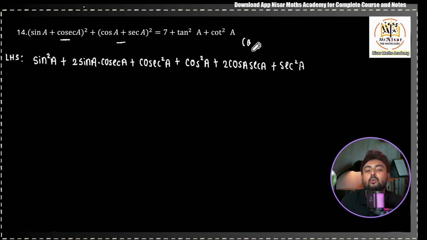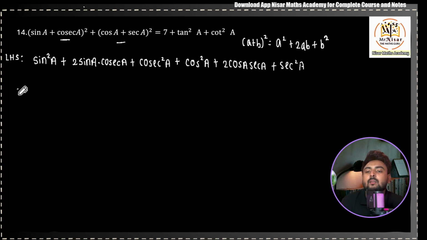I have applied the formula (A + B) whole square. The child who doesn't know this formula, for that child I am writing here. And if you don't know this formula, then you'll face a lot of problems, children. If you don't know this basics, first go and learn all these formulas and then you go for this chapter. Okay, now let's see what we can do. See, what we want is 7. Let's check what we can do here.